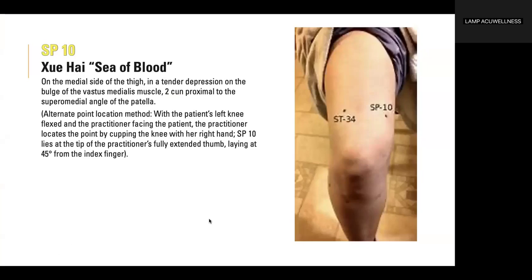The alternate point location method, with the patient's left knee flexed and the practitioner facing the patient. The practitioner locates the point by cupping the knee with her right hand. Spleen 10 lies at the tip of the practitioner's fully extended thumb, lying at 45 degrees from the index finger.